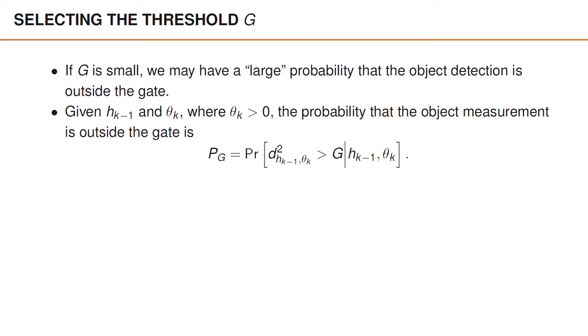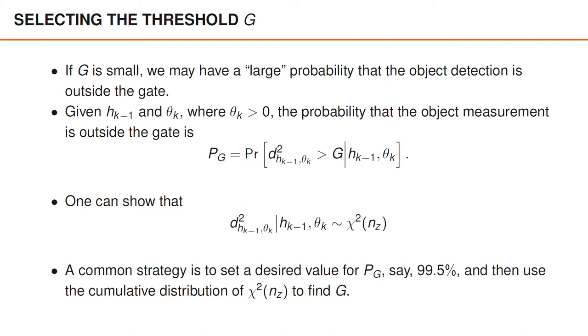That is, when we compute pg, we assume that measurement number theta k is the object measurement. Stating that the measurement z theta k is outside the gate for hypothesis hk minus 1 is the same as saying that the distance d squared of hk minus 1 theta k is larger than the threshold g. Given hk minus 1 and theta k, one can show that the distance d squared is chi squared distributed with nz degrees of freedom, where nz is the dimensionality of the measurement vector. Interestingly, because of how d squared is defined, this distribution does not depend on the distribution of the predicted measurements, such as the covariance S. Now, since the distance d squared has a simple distribution, we can compute the probability pg as a function of the threshold g, and we do this using the cumulative distribution. To select the threshold g, a common strategy is to select a value for pg, say 0.995, and then use the cumulative distribution for the chi-squared distribution to find g.